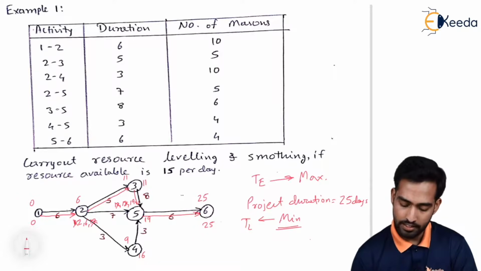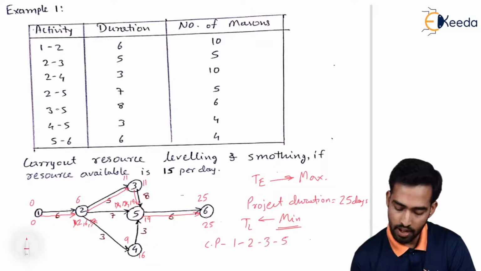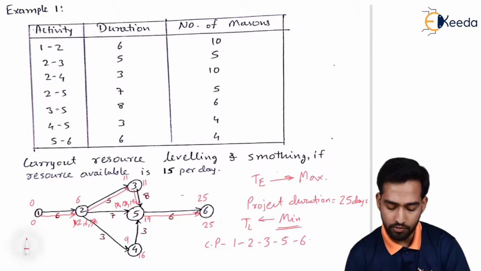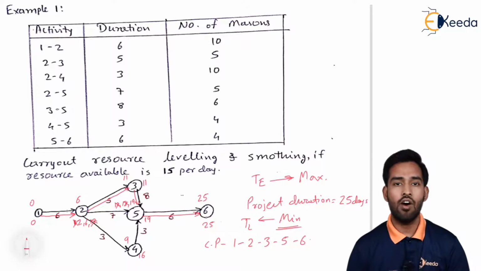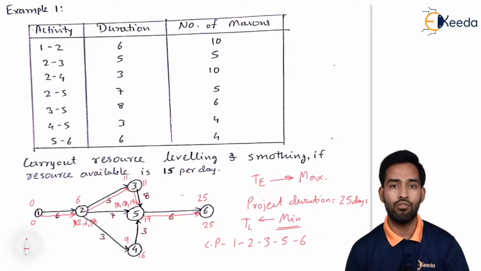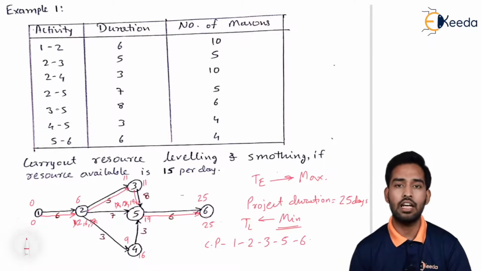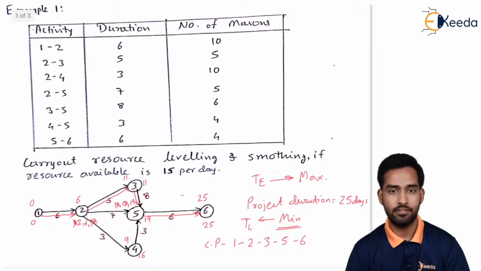From this we can write down that we have a critical path that is 1, 2, 3, 5 and 6. So the critical path is 1, 2, 3, 5 and 6. This means what? The activities on the critical path have 0 float and cannot be delayed. If we delay an activity on the critical path, the project duration will increase. So we have found the critical path.